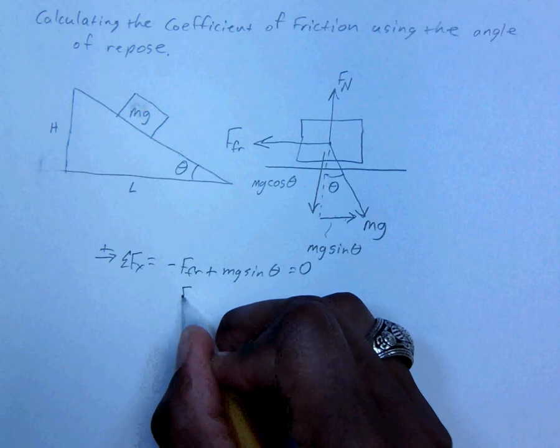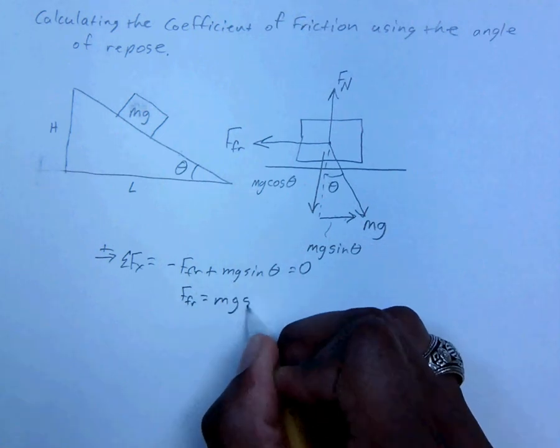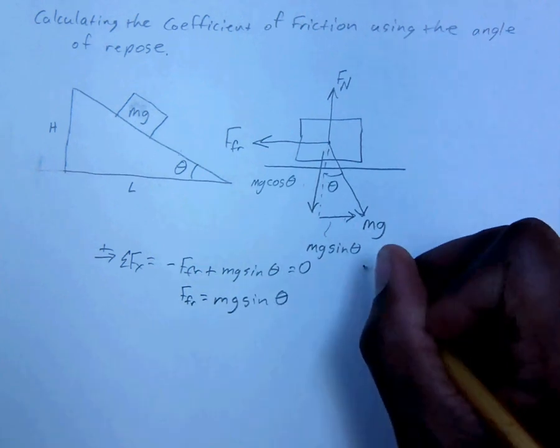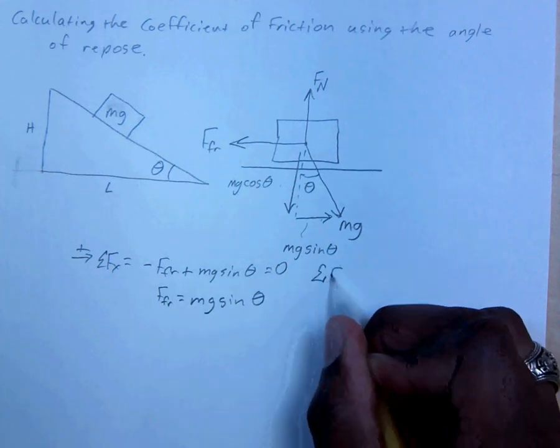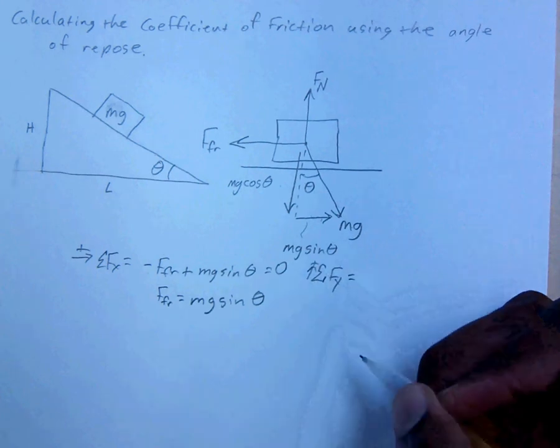All right, and so what we can do there is solve and say, hey, then I know that the friction force is just going to be equal to mg times the sine of whatever that angle is. Now I do my other equilibrium equation, which is the sum of the forces in the y direction, with up being positive. That's going to be set equal to 0.